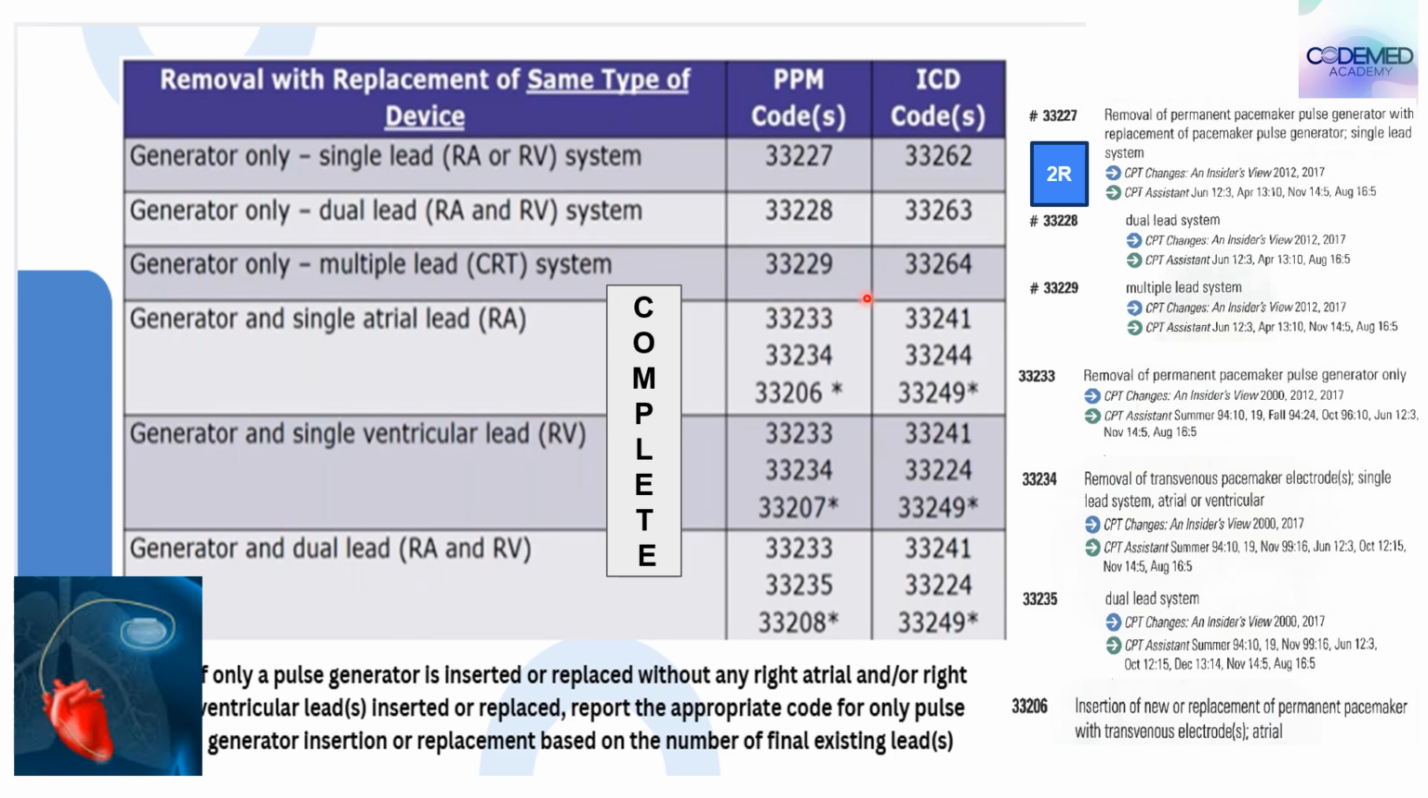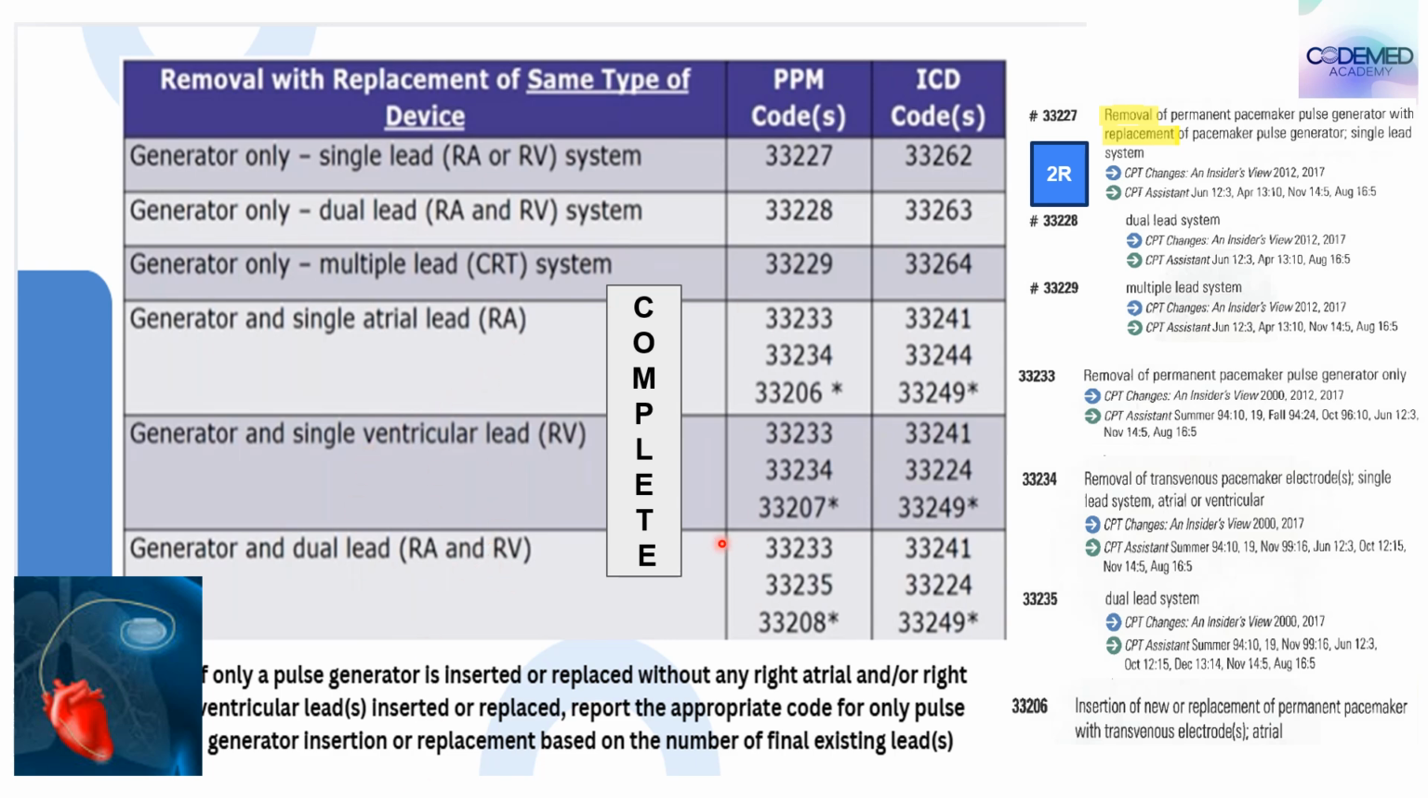And here the code differs depending upon whether we are removing the generator from the single lead system, dual lead system, or multiple lead. And the code is a combo code. It talks about 2R. What are those 2R? It talks about the removal, and it talks about the replacement also. So we don't have to use additional code. Now let us look at the following three codes.